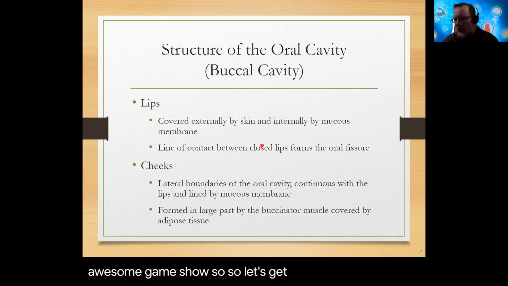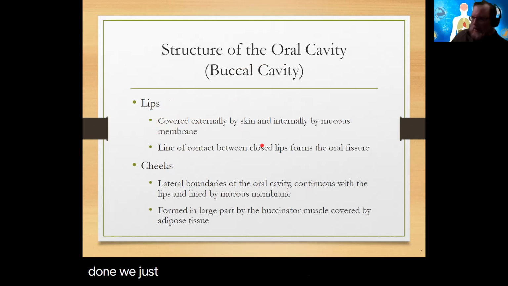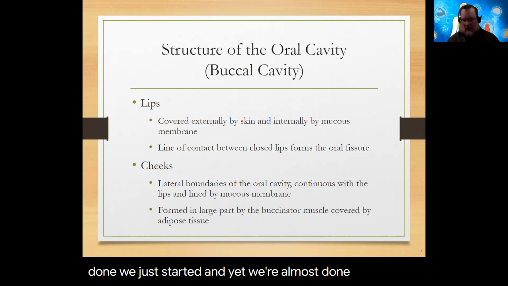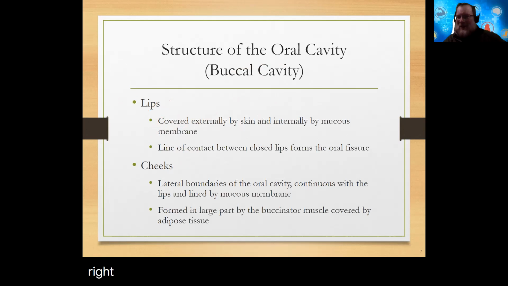So let's get going. We're almost done. We just started, and yet we're almost done. It's all relative, right? But we are ready to begin with the digestive tract.